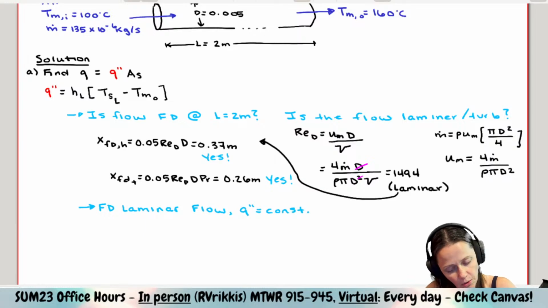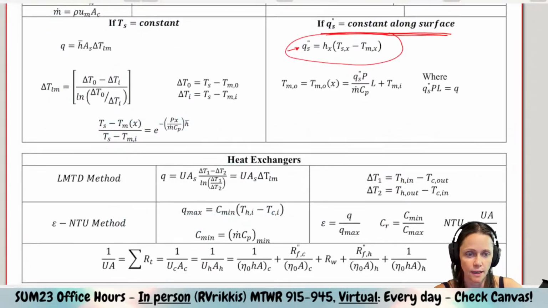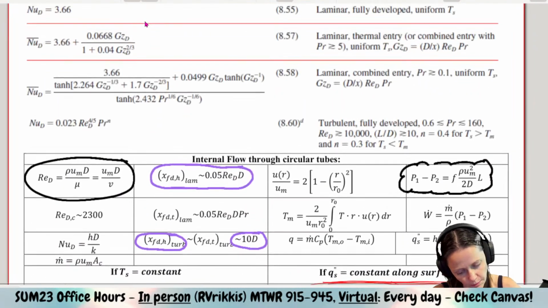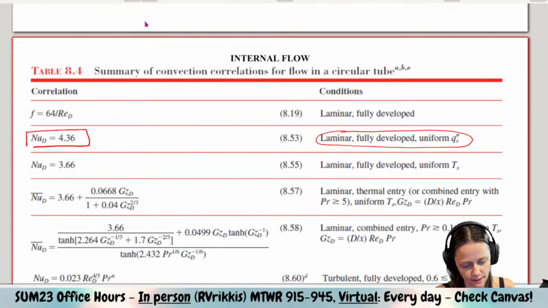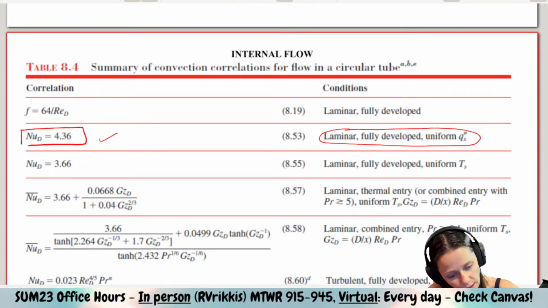Okay, so let's look at our equation sheet and see what would be useful for us. We need a Nusselt number. And yay, it's this one again. It's the 4.36 number. Yes. So laminar, fully developed, uniform heat flux. So yeah, easy peasy, sort of easy peasy.